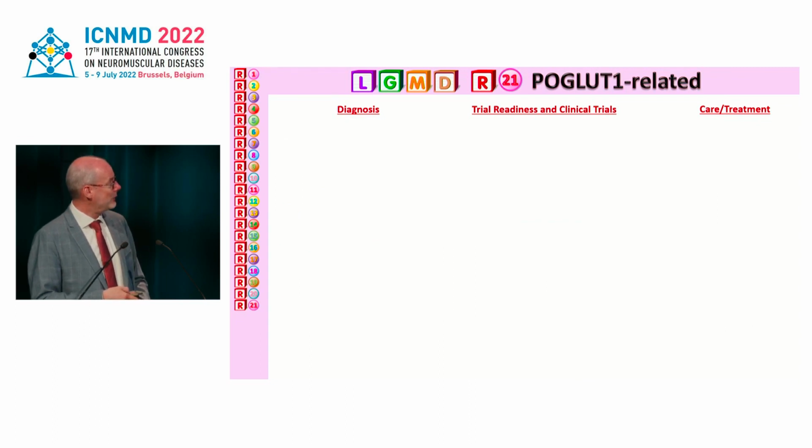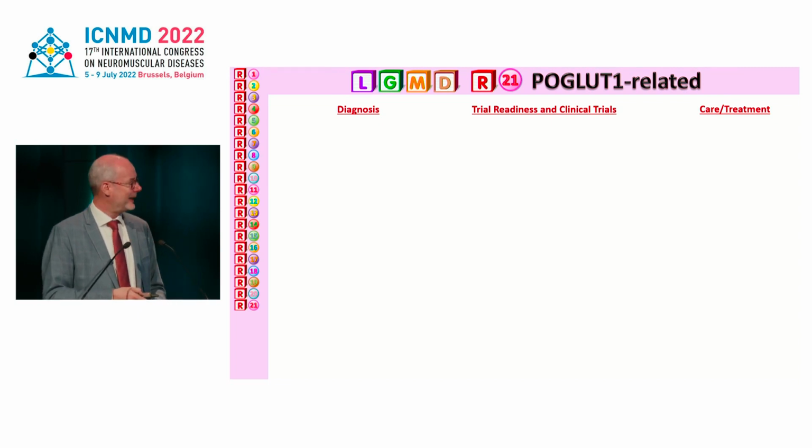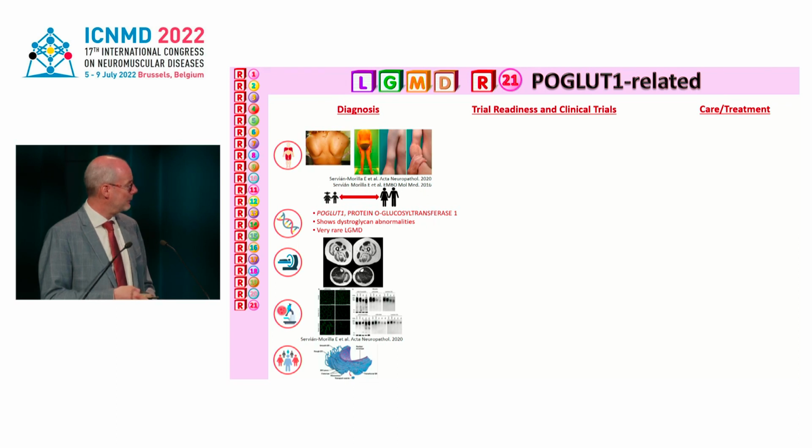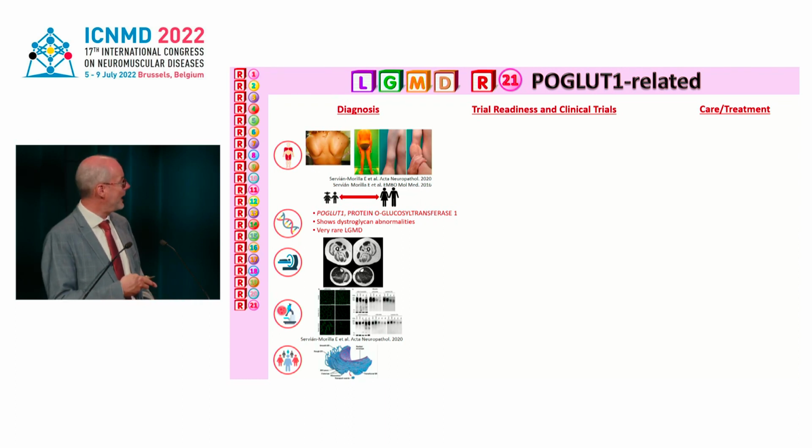So R21, that's an interesting one. I think it's interesting because it was discovered quite late by Carmen Paradas' group in Spain. Clearly, those patients show a limb-girdle muscular dystrophy. There's no question. You have prominent shoulder girdle involvement. There's also atrophy of the upper arm.